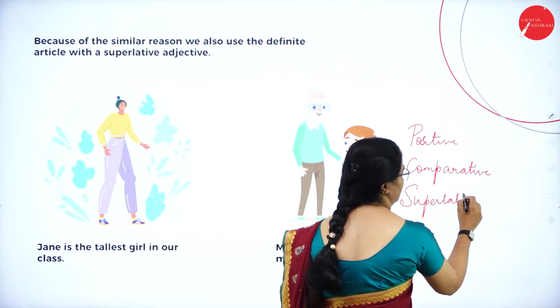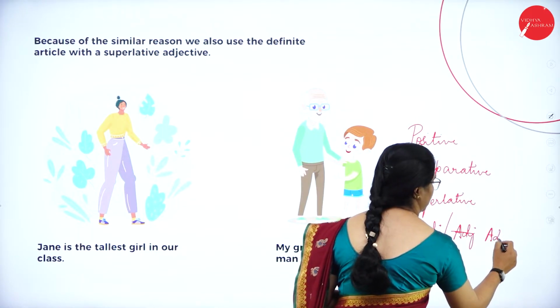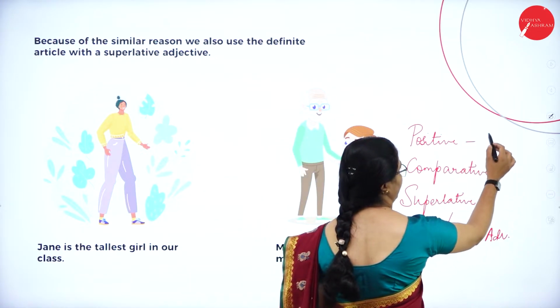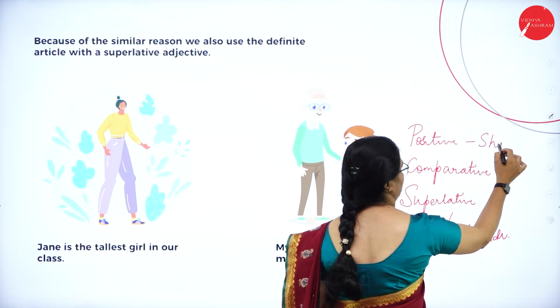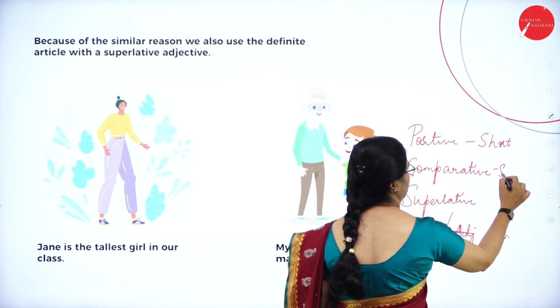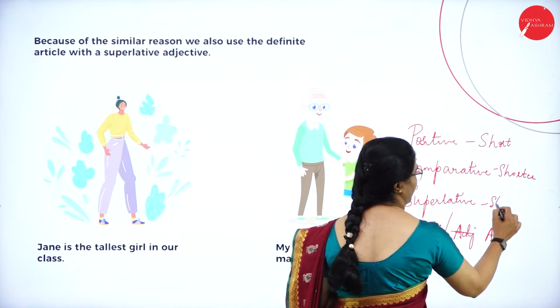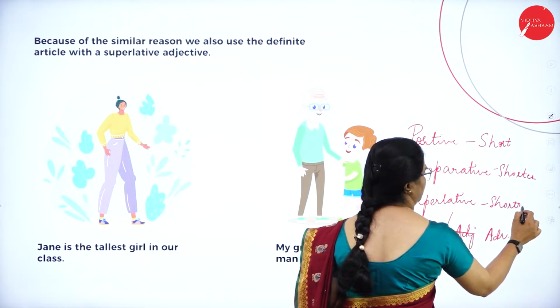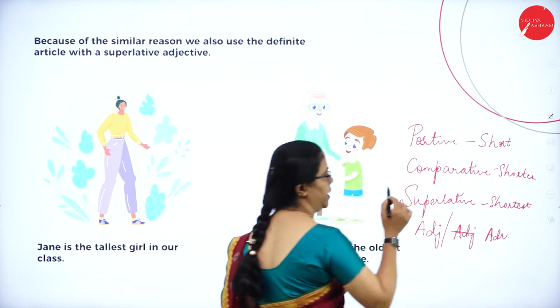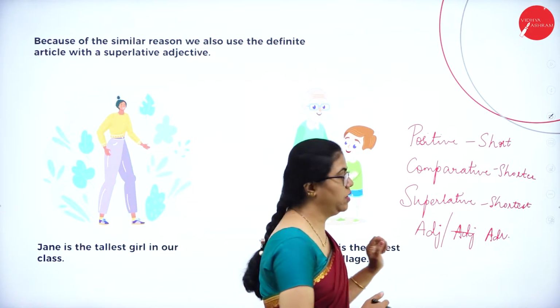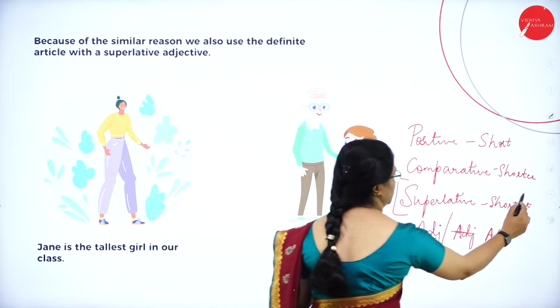This exists with adjectives and adverbs. Okay, we use it like that. So for the positive degree, I'm giving you an example. Suppose you say short, shorter and shortest. This way you use the positive, comparative and superlative degree. Hope you remember this. In such cases we use 'the' for the superlative degree.